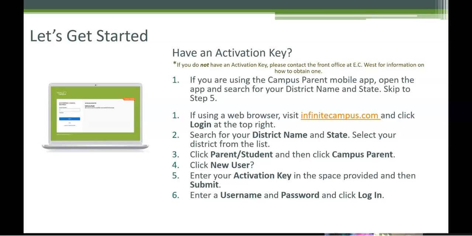After that, step 4 is click New User, and then enter the activation key. So you will not be able to begin this process and successfully complete it and access anything without this activation key. You will enter that number. I believe it's a number, it may have some letters in it. I'm not sure, but I think it's just a long number that you'll get, and you'll input that into the space provided, and then click submit. It's very user friendly. It's very step by step. Then you will enter a username and password when it prompts you to, and click login.